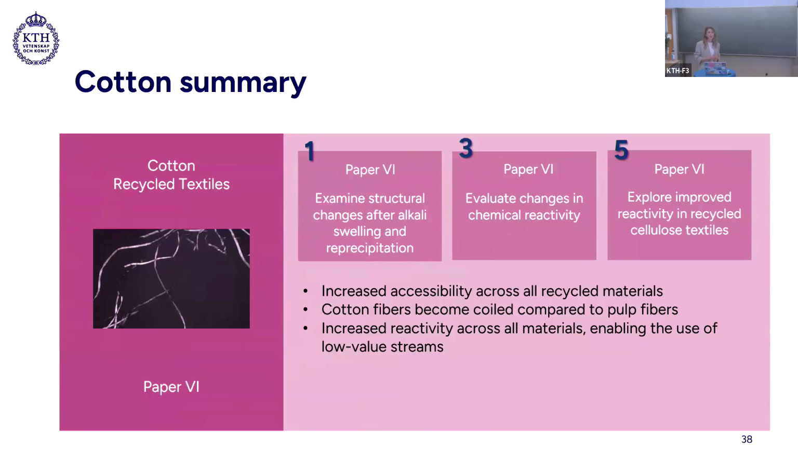And then to conclude the cotton part, we saw an increased accessibility and that we could swell the materials, and the swelling was better for the recycled materials. We also saw that we have a different type of fiber structure in the microscopy images compared to the pulp fibers. And we could see that we increased the reactivity across all materials, and this could enable the use of low value streams for higher applications.